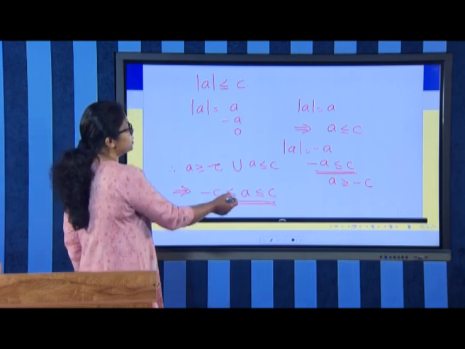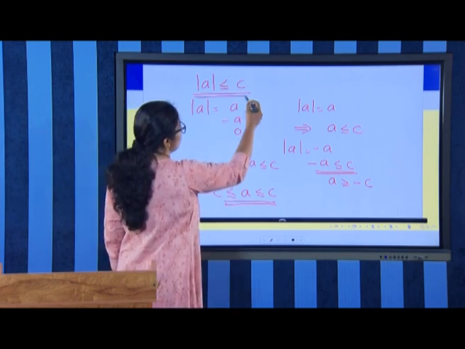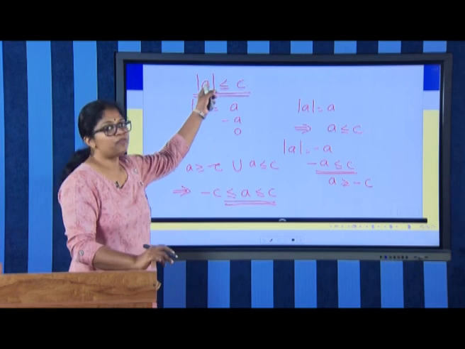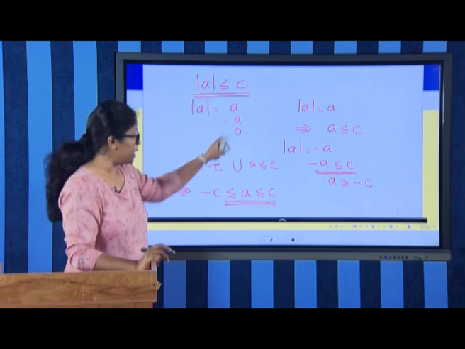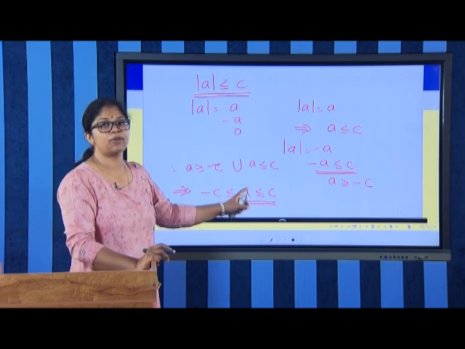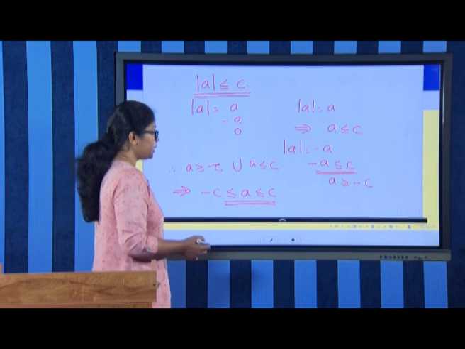So, if this condition is satisfied, we can retract and show that modulus of a is less than or equal to c. So, whenever you have modulus of a less than or equal to a positive real number, we can have negative c less than or equal to a less than or equal to c as an equivalent condition.